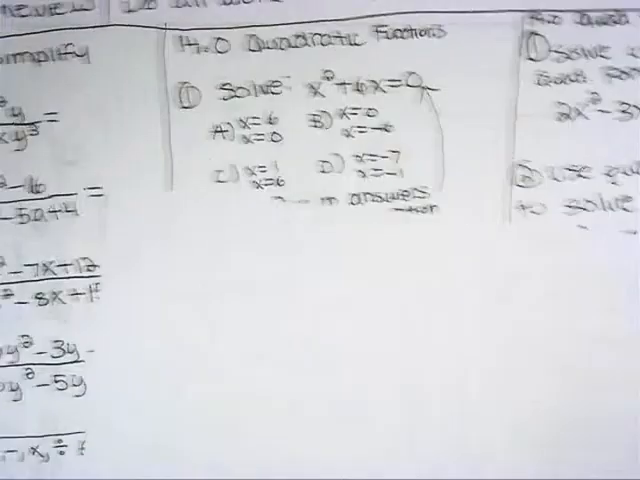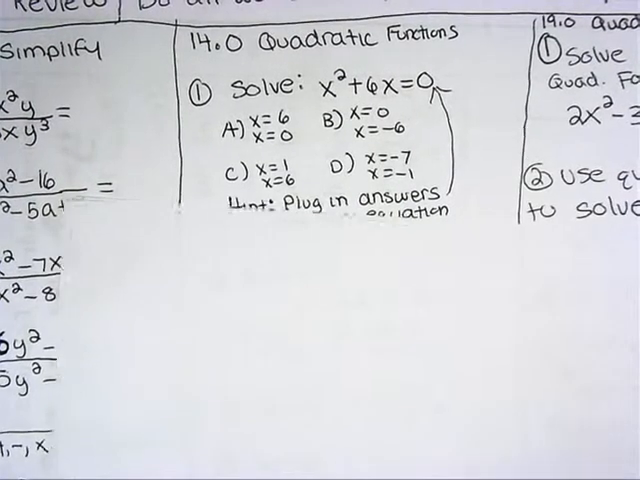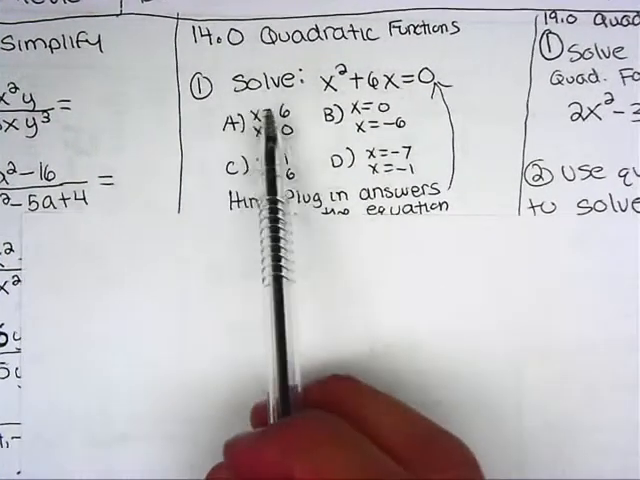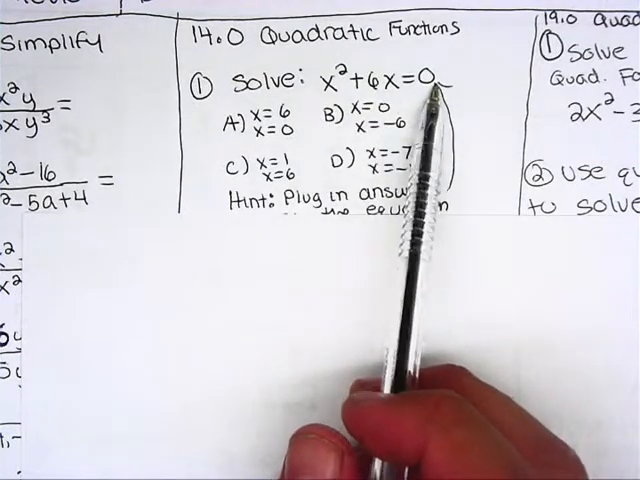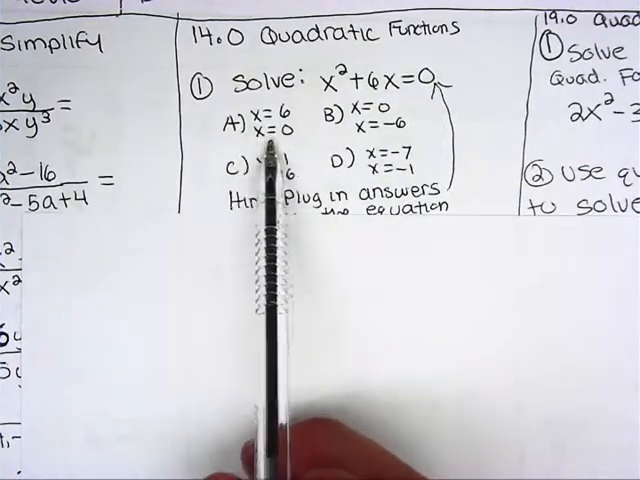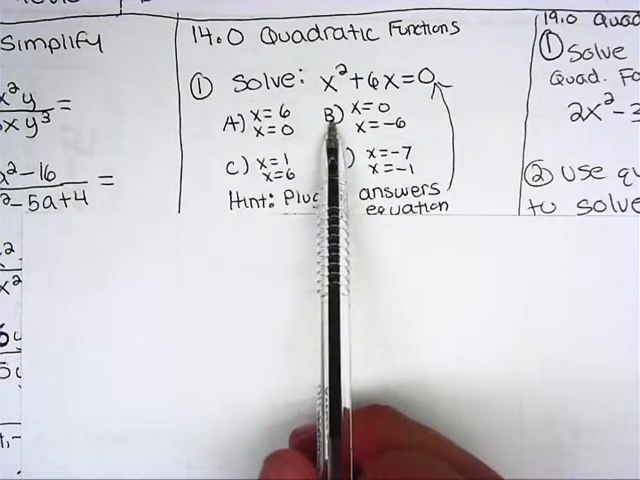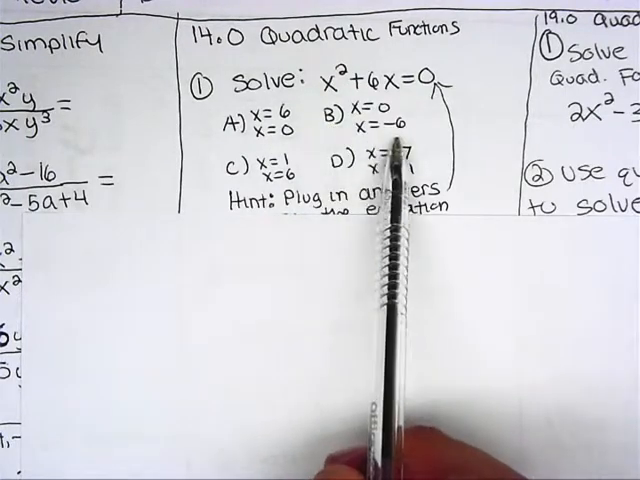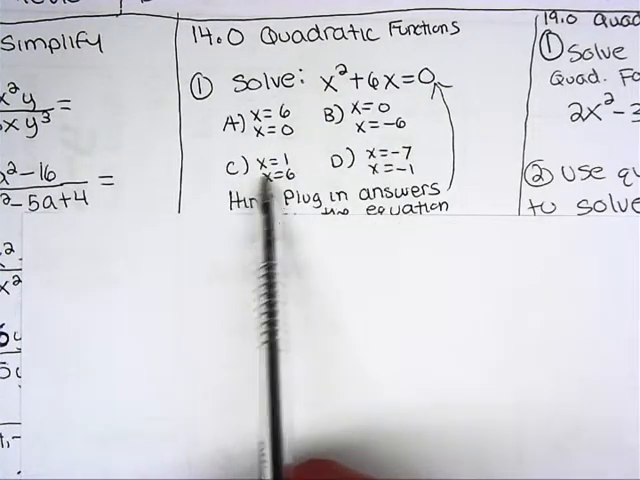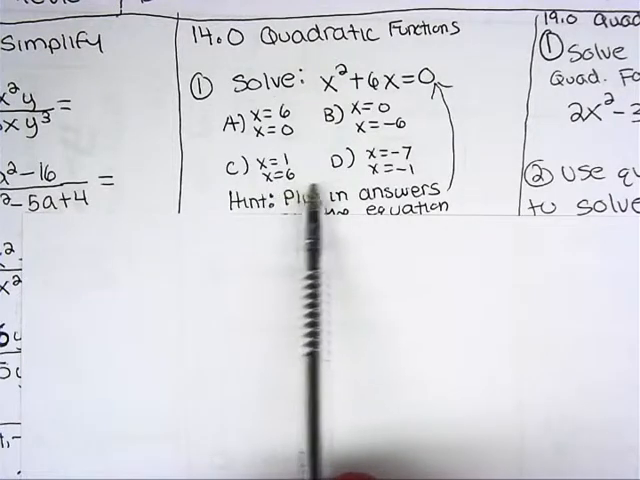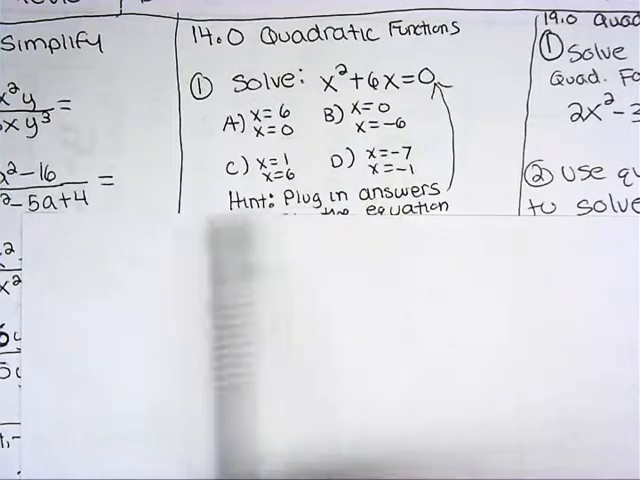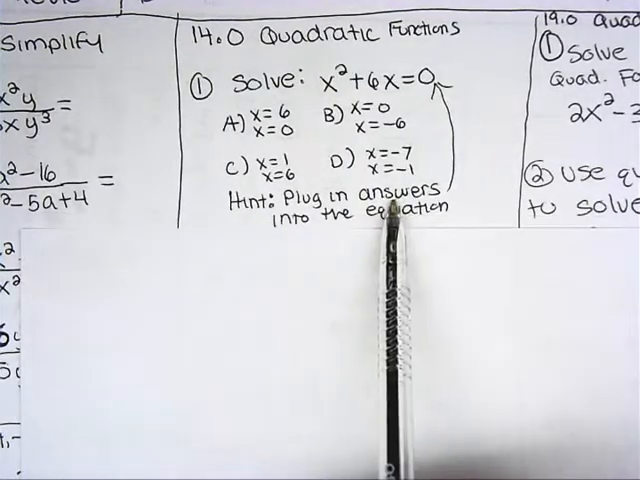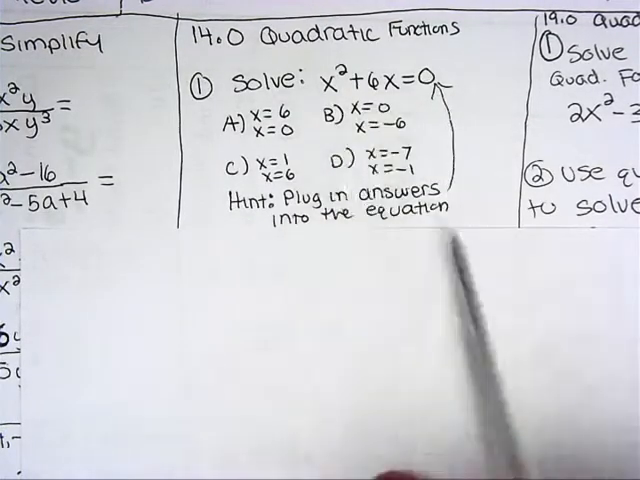We're going to review standard 14.0, which talks about quadratic functions. First question is solve x squared plus 6x equals 0. Is it A, x equals 6 and x equals 0, B, x equals 0 and x equals negative 6, C, x equals 1 and x equals 6, or is it D, x equals negative 7 and x equals negative 1? The hint I gave you is to plug in the answers into the question.